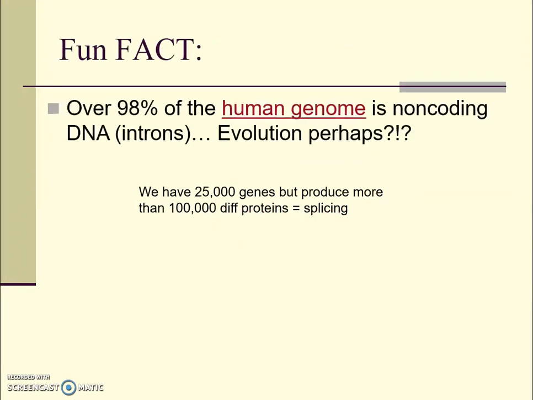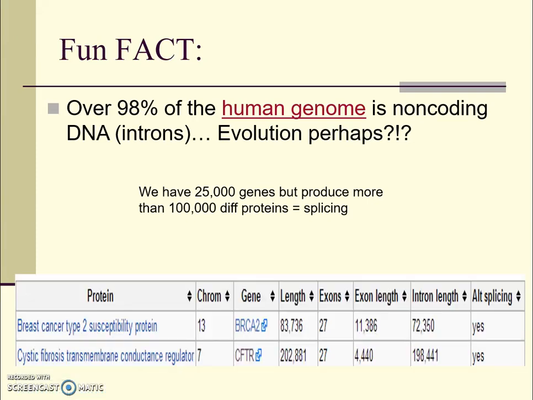So fun fact, over 98% of the human genome is non-coding. And this is probably due to evolution. And as a result, there are only 25,000 genes that actually produce 100,000 different proteins.